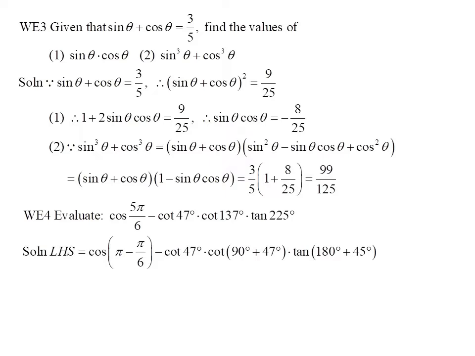Hence, we have negative pi over 6 minus cotangent 47 degrees times negative tangent 47 degrees times tangent 45 degrees, which equals 1 minus square root 3 over 2 after being simplified.